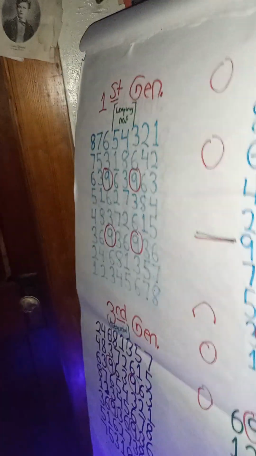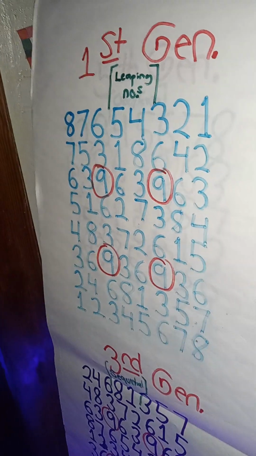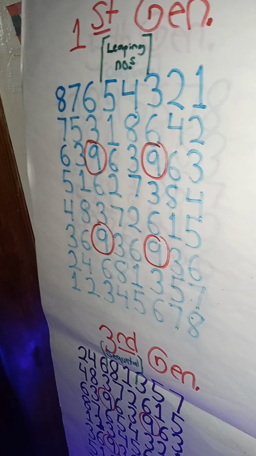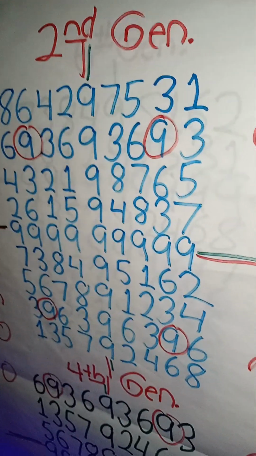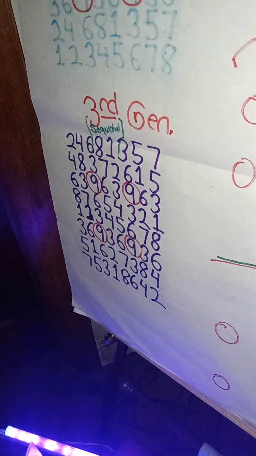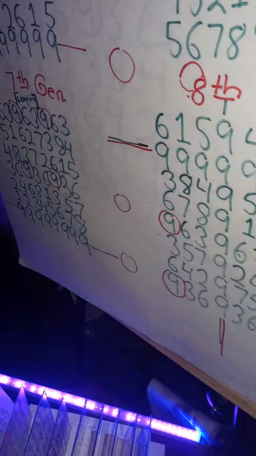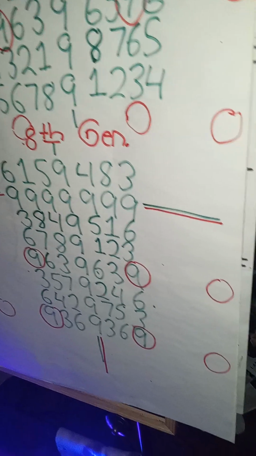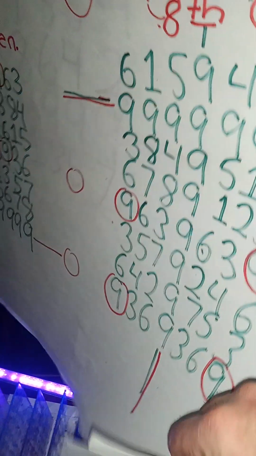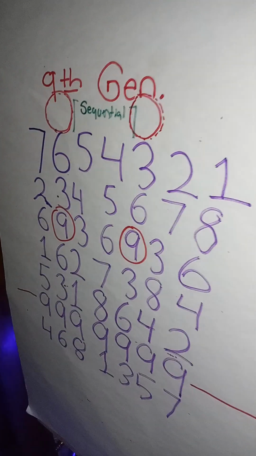So, quickly, this shows the generations in a larger view. These are the leaping numbers that mark the first stitch, and those are the 4 9s. This is the second generation. This is the third generation. This is the fourth generation. This is the fifth generation. This is the sixth generation. This is the seventh generation. This is the eighth generation. And lastly, this is the ninth generation.